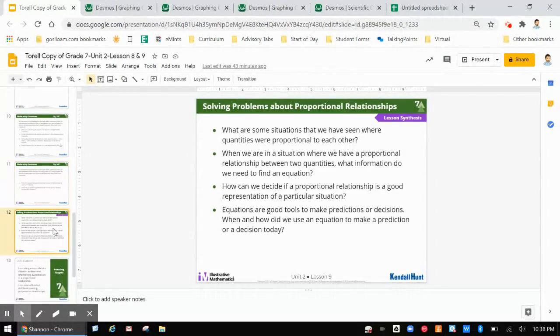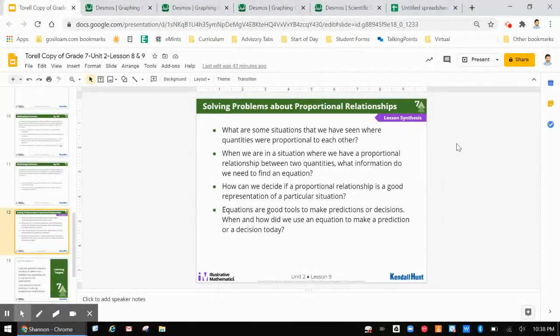So kind of wrapping things up here, here is something to think about before we leave and have you do the cool down. What are some situations that we have seen where quantities were proportional to each other? Think about previous lessons, think about this one. Which ones were proportional and which ones were not? When we have a proportional relationship between two quantities, what information do we need to find an equation? I need all those things involved with it, right?